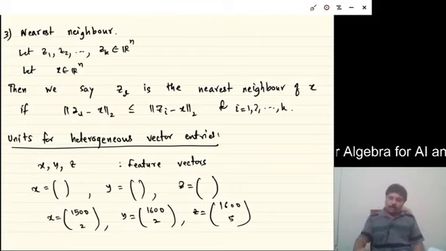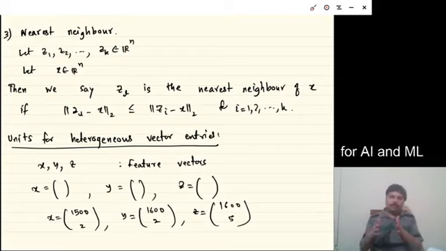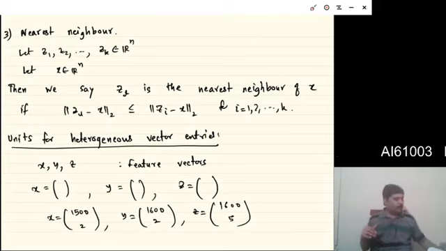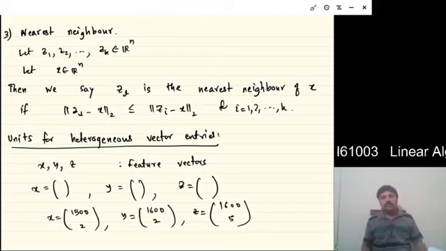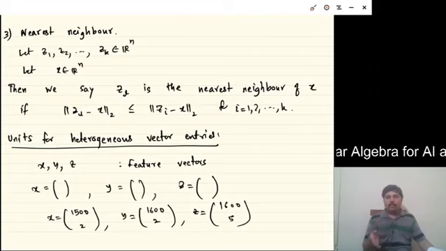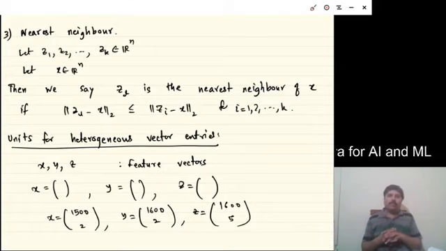If you look at vectors x and y, their second component is the same, their first component is different. And if you look at vectors y and z, their first component is the same, but the second component is different. The Euclidean distance between x and y is actually 100. You have 1500 minus 1600, that's 100, and 0. The norm of the vector (100, 0) is 100, so the distance between them is 100. Whereas if you look at the distance between y and z, that distance is 3.